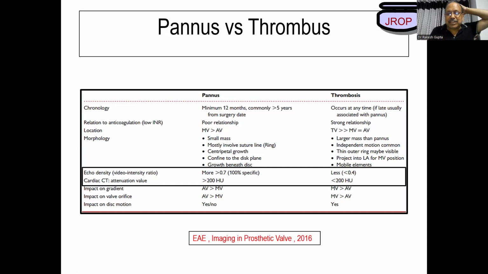Unfortunately, the majority of cardiac CT persons are radiologists. They are not cardiologists in our country. I can quote Delhi: I hardly found anybody doing cardiac CT who is a cardiologist. And I have had many problems over time because I cannot explain to the radiologist what exactly I am looking for. So we have to tell them, look, I am looking for a difference between pannus and thrombus. That is how it makes a difference.